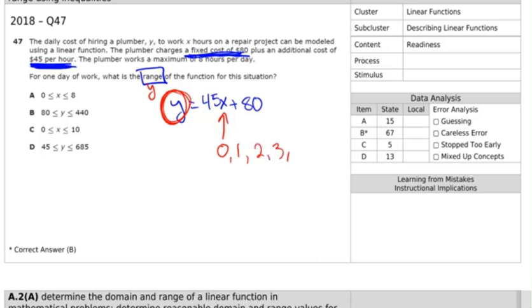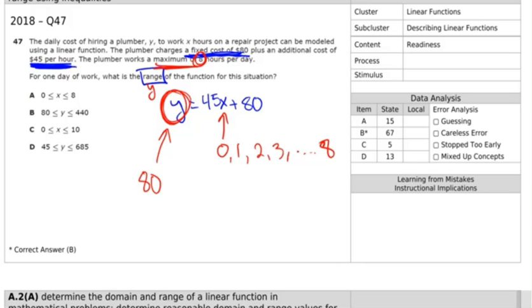So if it was asking, it says a maximum of 8. This could continue all the way up to 8. If it was asking for domain, we would have the answer already. But it is asking for range, so we're going to look for what is the output when we plug in these domain values. So it's 45 times 0, that's 0, plus 80 would be 80.